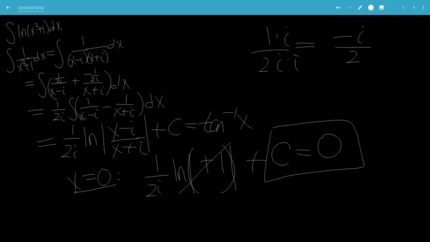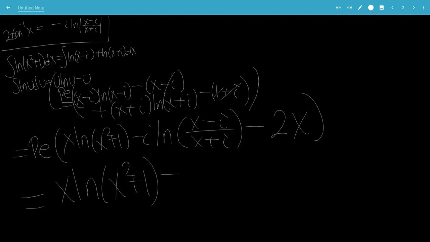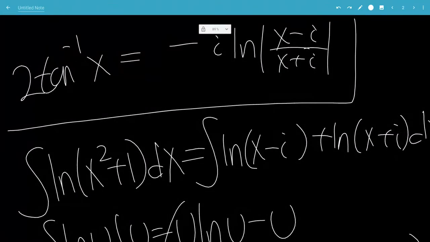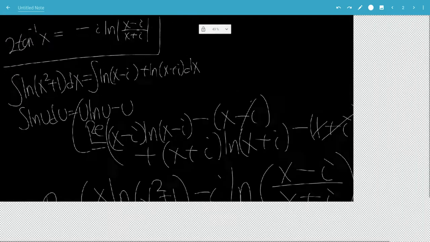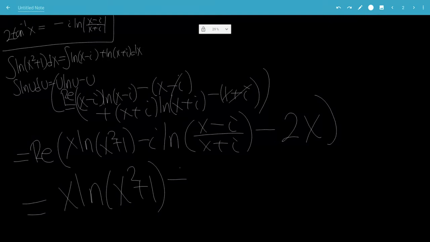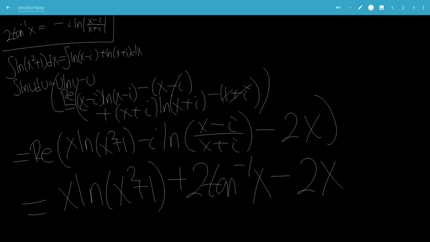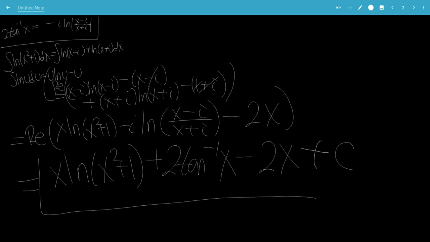The real part of this value here, excuse me, that was a mistake. So from above, we have 2 inverse tangent x. So the minus i ln of x minus i over x plus i is 2 inverse tangent x. So we're going to write plus 2 inverse tangent x. And inverse tangent x is a real number, so this is okay. So minus 2x, and we have plus c, and that is the end of the video.